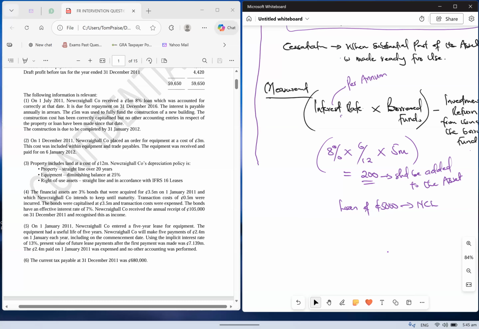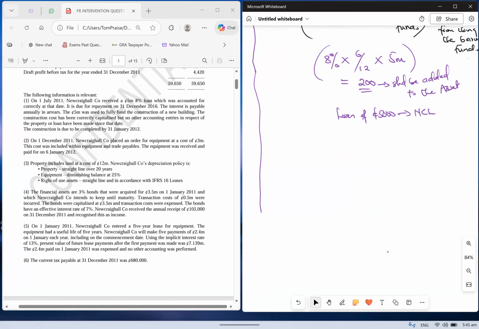So you are done with this one. You should remember when you are doing your balance sheet. Then you go to your workings two. Workings two. Now it says that New Craig Hall on December 1st, 2011, placed an order for equipment of 3 million. The cost was included within the equipment and trade payables. The equipment was received and paid for on 6th January 2026.